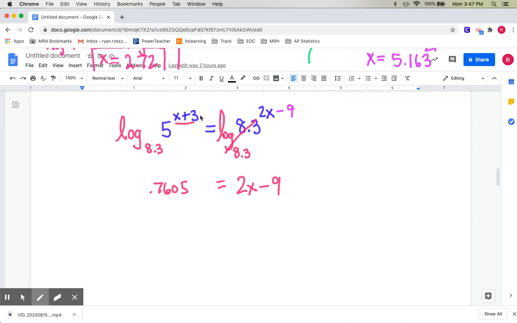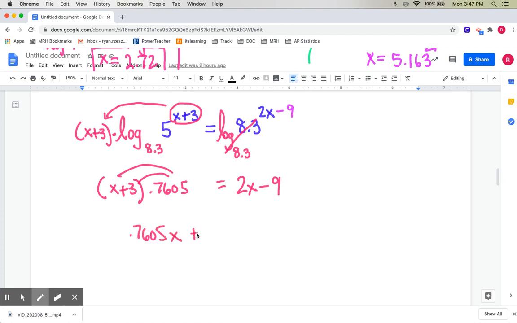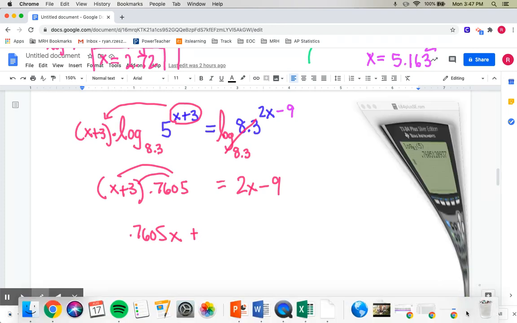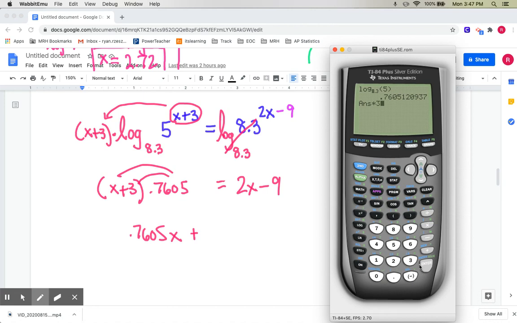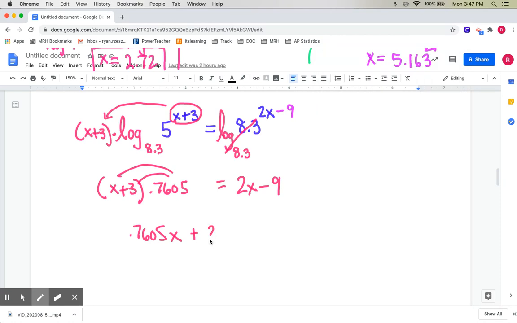But that is going to get multiplied by this exponent of x plus 3. So what I've got going on right here, this is a decimal. I have to distribute that decimal to my exponent here. So this is working out a little bit gross. So when I distribute that, it's going to say 0.7605x plus, and then I just need to keep going, doing easy math, but with gross decimals. So that's 2.281-ish. 2.281-ish equals 2x minus 9.